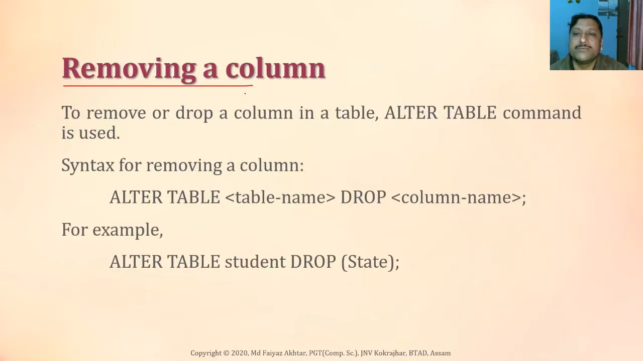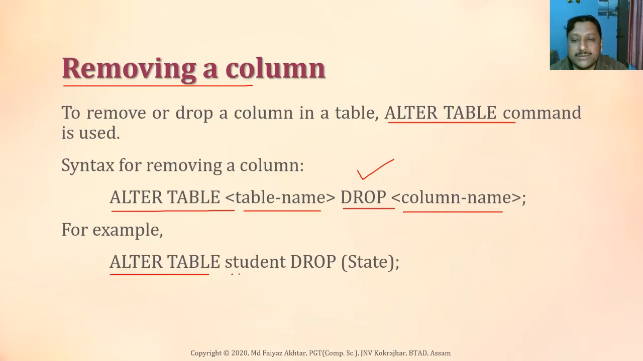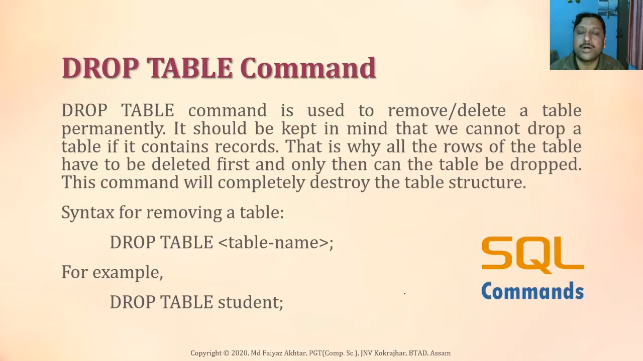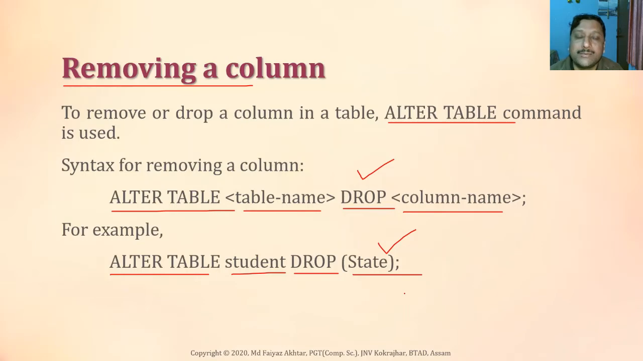Suppose you want to remove a column, then the alter table command is also possible with this command. Now the syntax is like this: alter table name, then drop. Which keyword is to be used? The drop keyword is to be used to remove any column. Then you have to give the column name. For example, alter table student, then drop state. We want to remove the state column from the table student, so state will be given here. Okay, so many things we have learned in the alter table command.